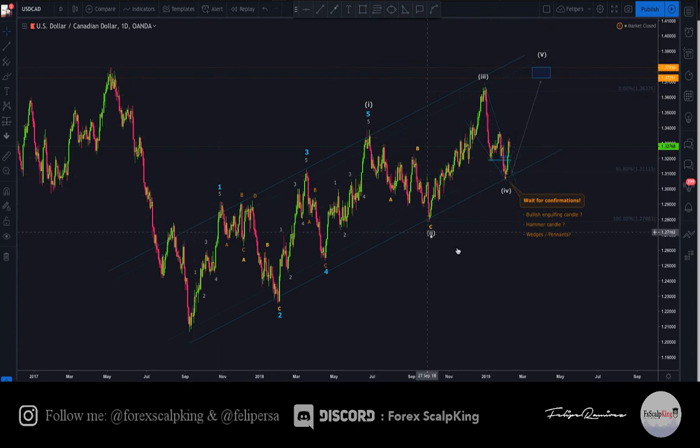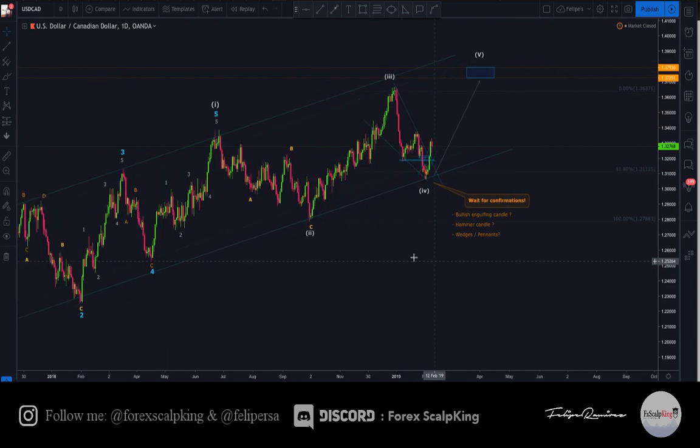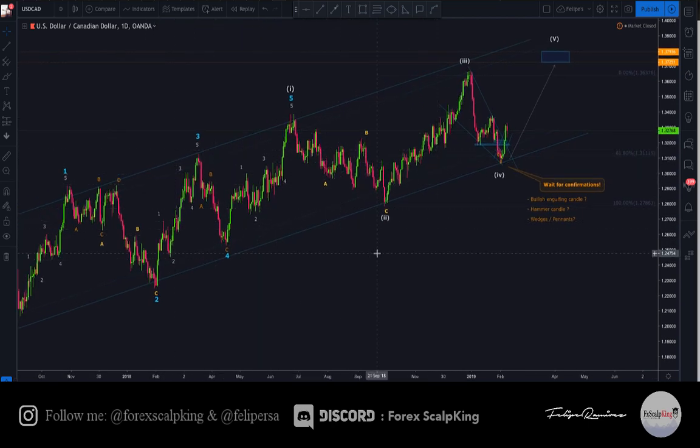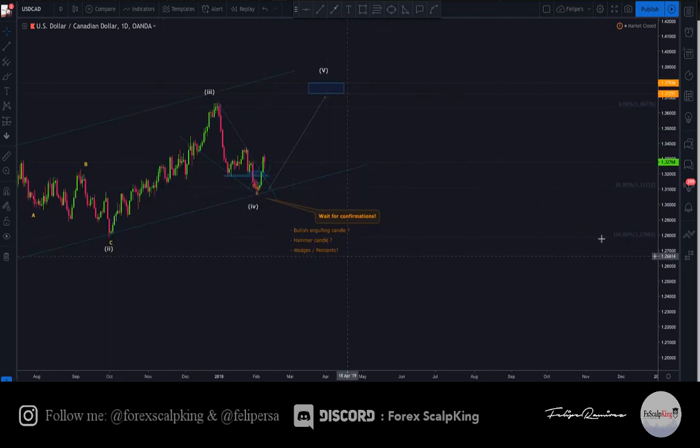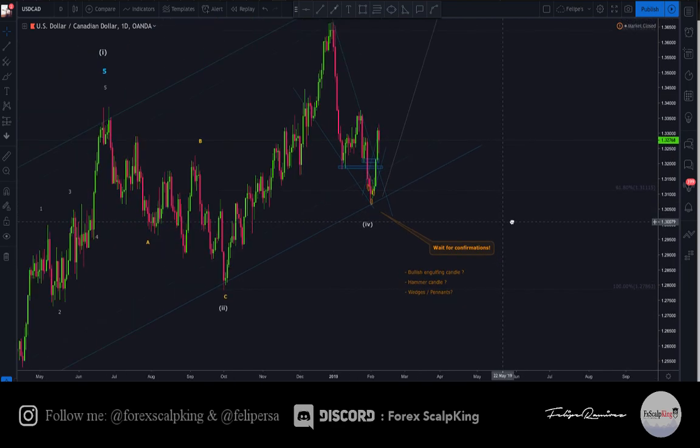Now, it's up to you if you want to leave this Elliott wave theory marked this way. This is just the past, though. This is not important. What I want to see is what happened here.